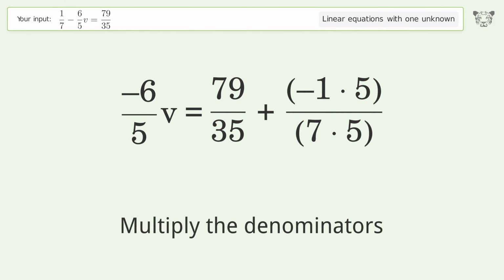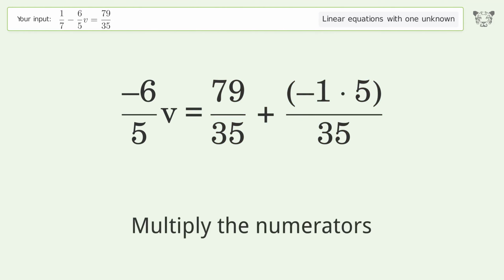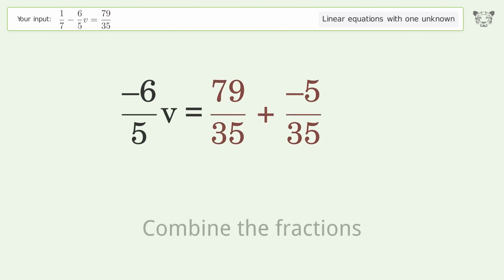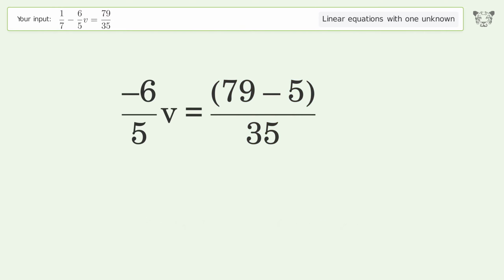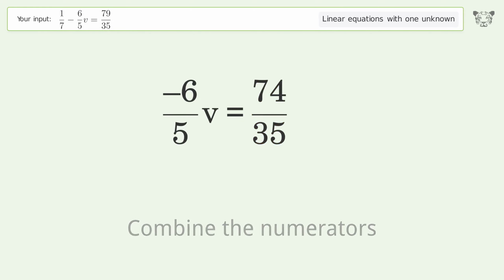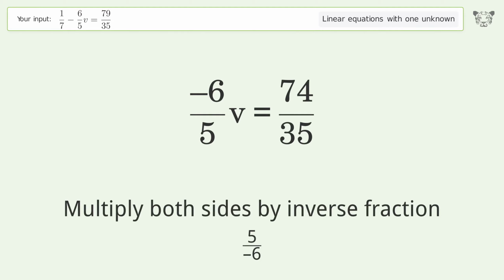Multiply the denominators. Multiply the numerators. Combine the fractions. Combine the numerators. Isolate the v. Multiply both sides by inverse fraction 5/6.